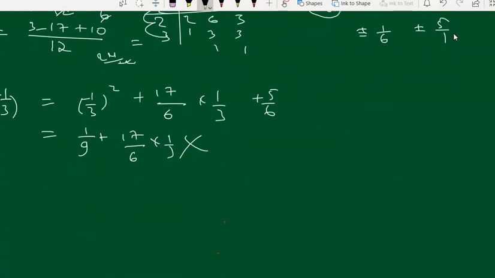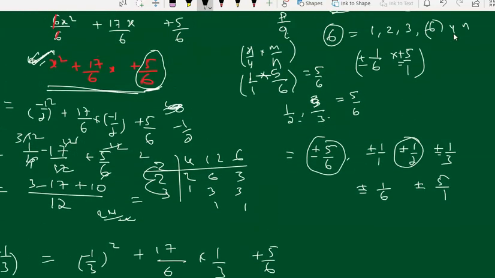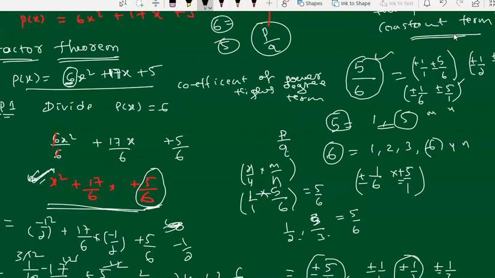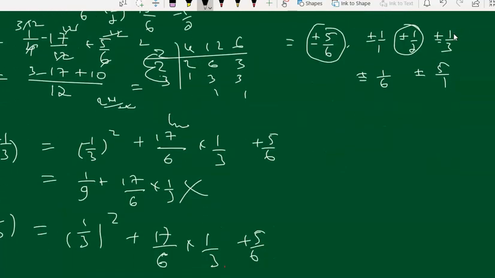Let's find out P of 1 by 3. You will get the value here. So 1 by 3 whole square plus 17 by 6 into 1 by 3 plus 5 by 6. Here what is this equation we have? Everywhere plus is there. So for minus 1 by 3 we'll get the answer. Do it this way, guys. You check it like this and you will get an answer.